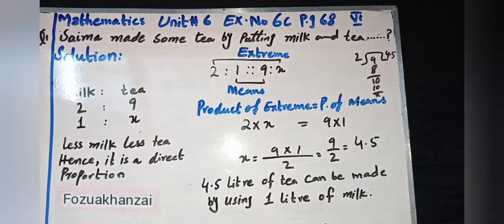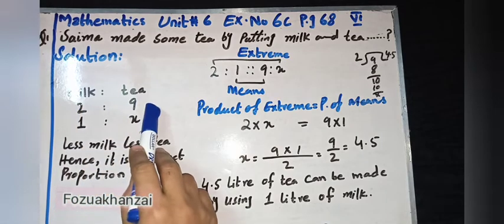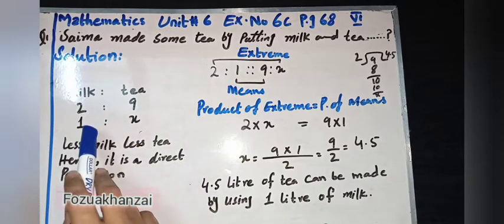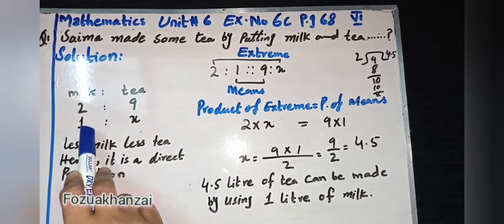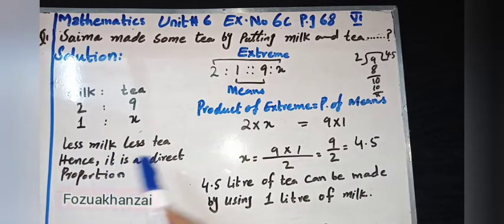The first question: Simon made some tea by putting milk and tea together in the ratio 2:9. How much tea can be made by using 1 liter of milk? Two quantities are given, milk and tea. In the first part, the ratio is given, 2:9. In the second part, 1 liter is given. The second part says how much tea can be made by using 1 liter of milk.